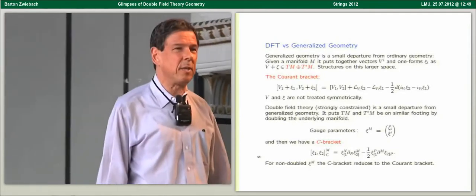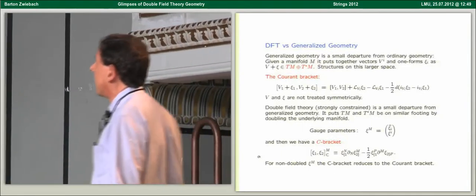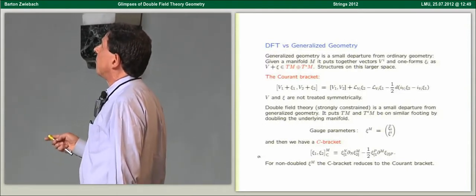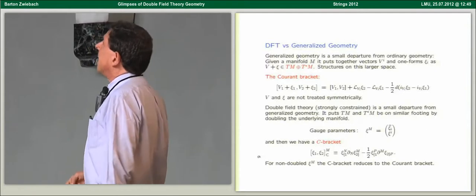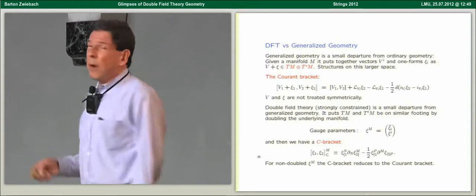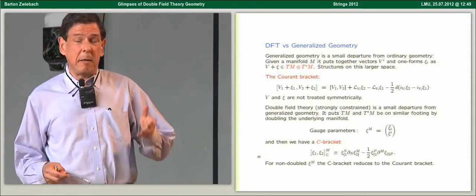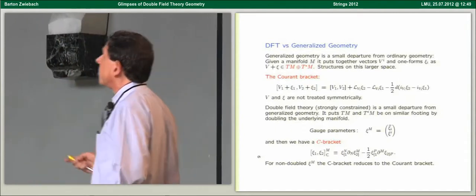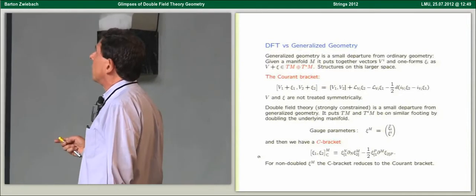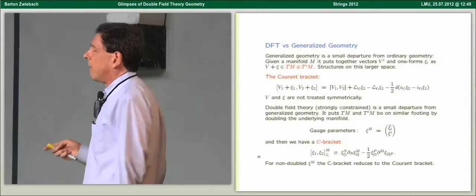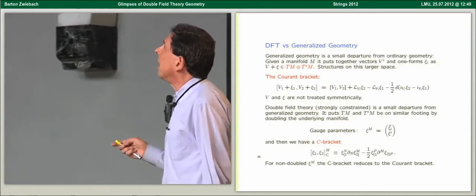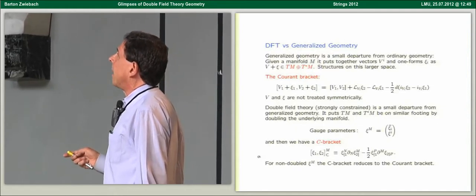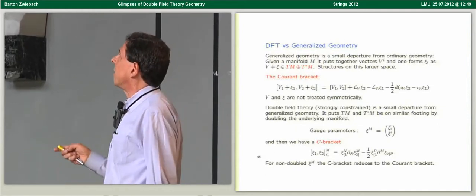Notice, however, that the vectors and the one forms are not treated symmetrically in this formula. If you have just two vectors, the bracket gives you the Lie bracket. If you just have two one forms, you get 0. So this bracket is very important. Nevertheless, it actually doesn't satisfy a Jacobi identity, and that's quite important in this theory. Double field theory, strongly constrained, I would say, is a small departure from generalized geometry, putting a little more structure. It puts the vectors and the one forms on a similar footing by doubling the underlying manifold. The doubling is never done in the generalized geometry.